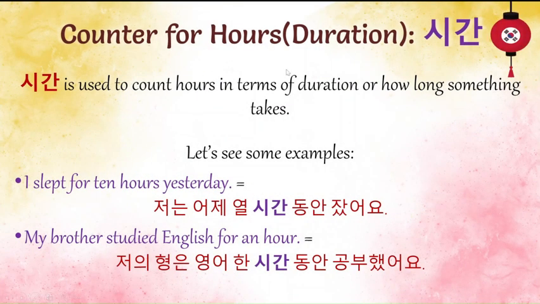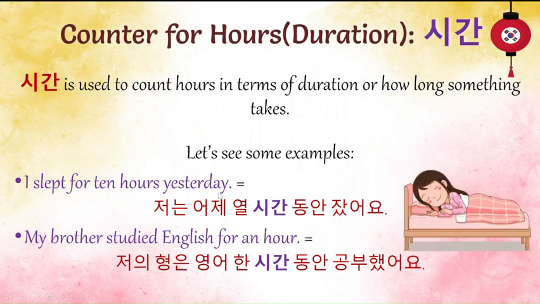That is the counter for hours. Okay, here when we are talking about duration, time duration in hours, then we use the counter 시간. It is used to count hours in terms of duration or how long something takes. For example, you have to say, I slept for 10 hours yesterday. Okay, so here we are talking about the time duration of 10 hours. In Korean, it is 저는 어제 10시간 동안 잤어요.